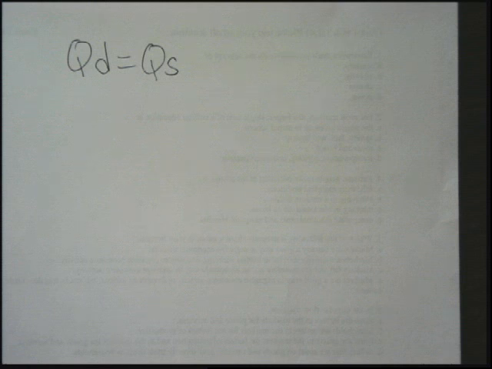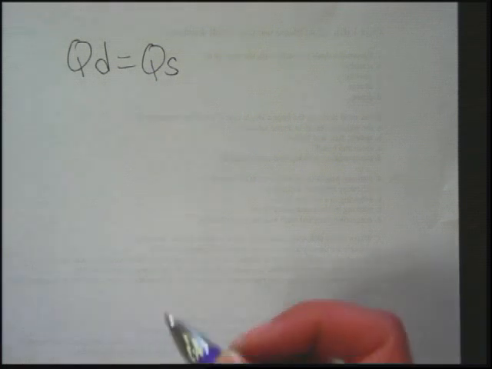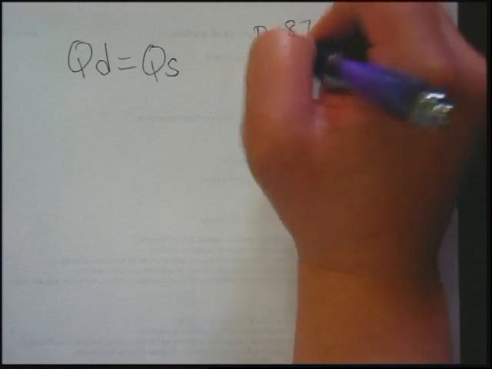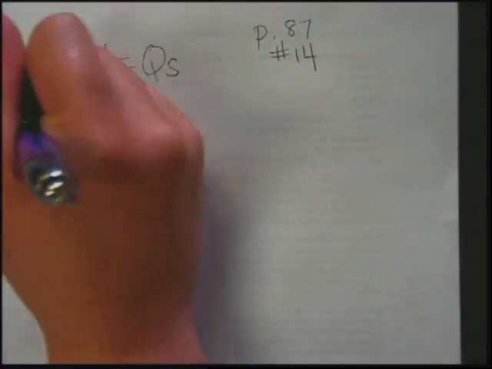And this is the second part of Chapter 4, where we are going back to equilibrium and solving for equilibrium algebraically. So if you happen to have your book, it's page 87. This is number 14, problem in the book.